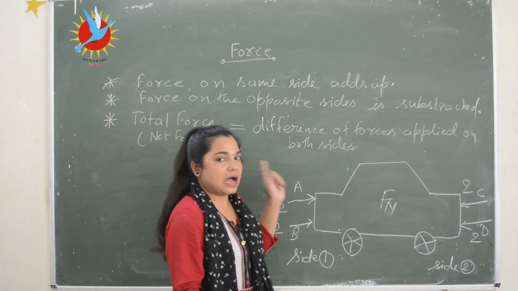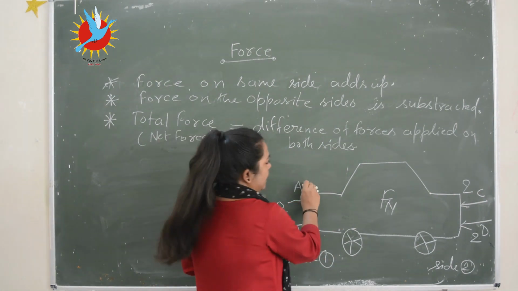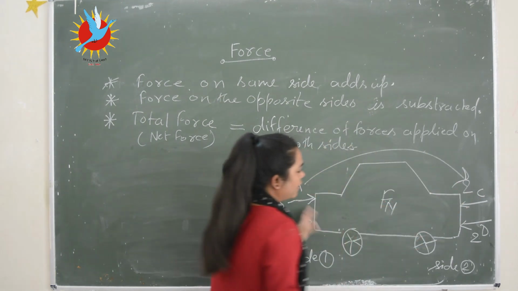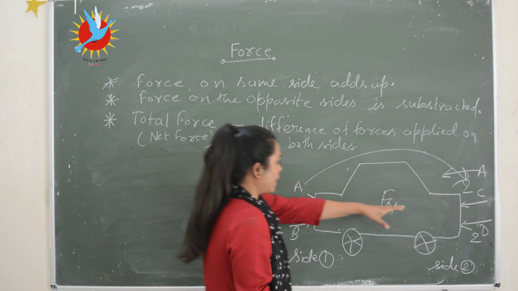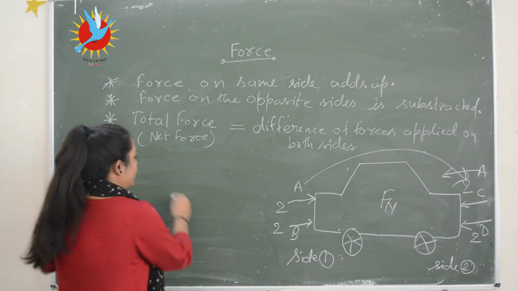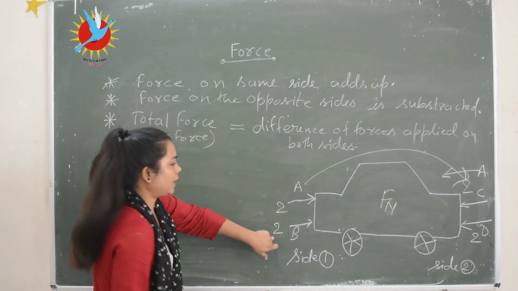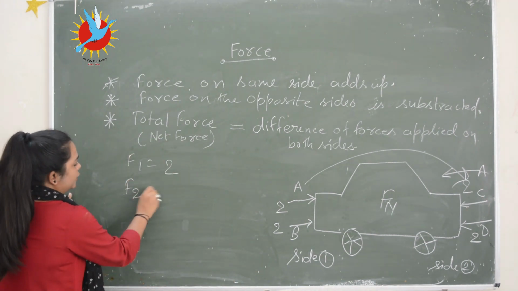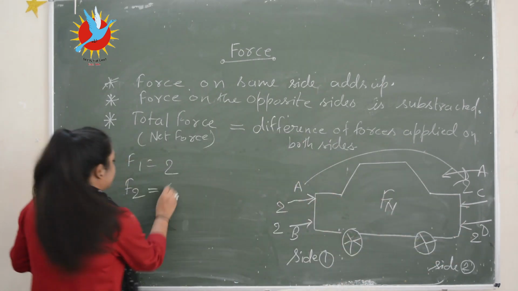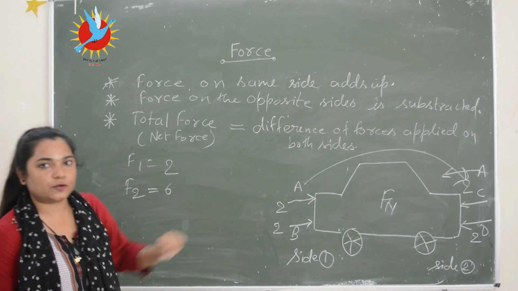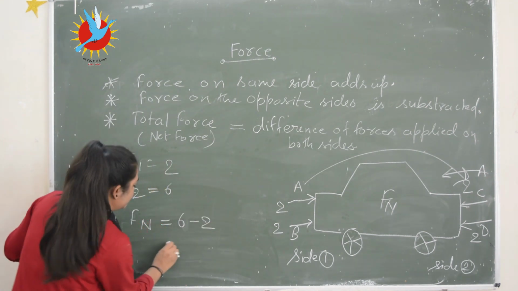if the force is unbalanced, suppose person A changes his mind and tries to support C and D. He comes here and now he is pushing the car from this side. Then the force on side 1, that is F1, equals 2 units. But now the force on side 2 is 2 plus 2 plus 2, that is 6. Now what is the net force? Fn equals 6 minus 2.